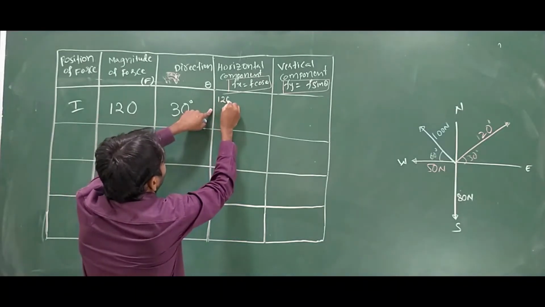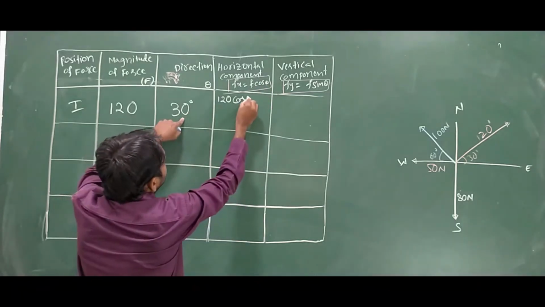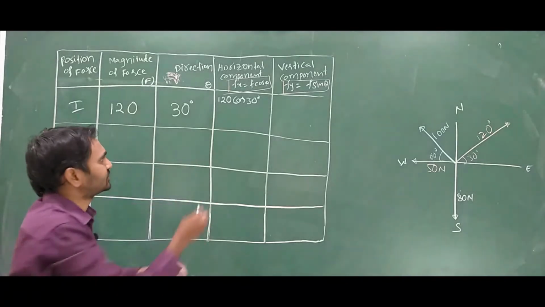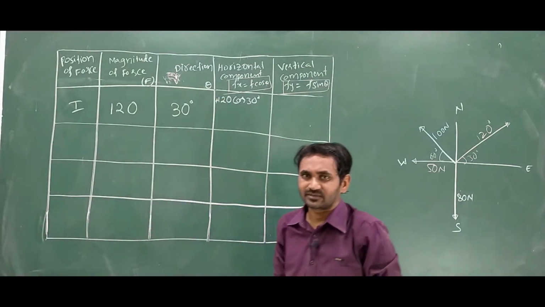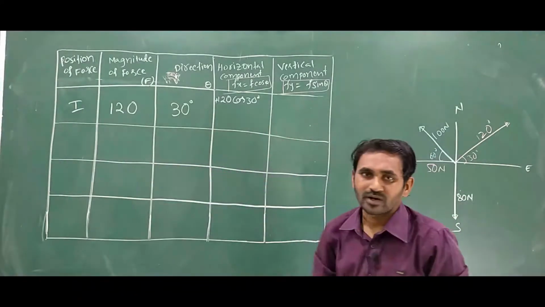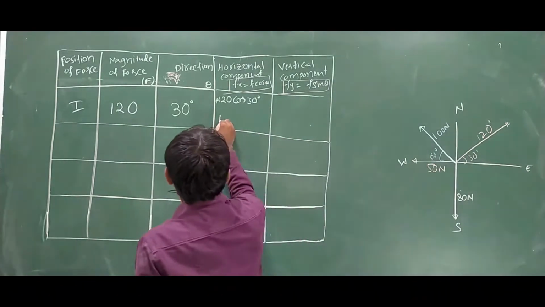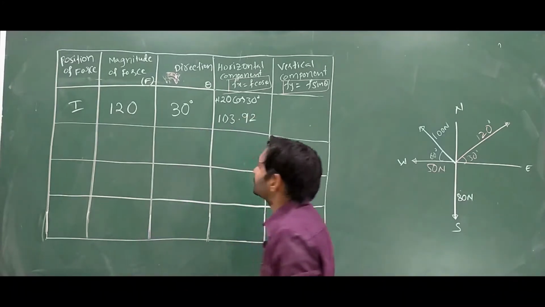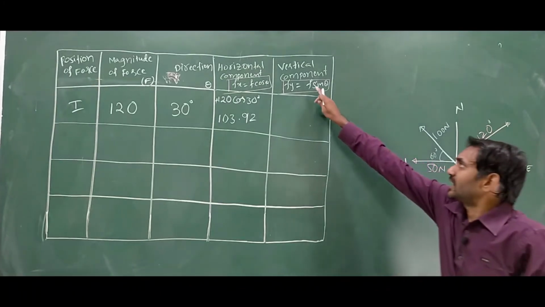So 120 cos theta. What is the value of theta? 30 degrees, right? So both are in the positive direction. So plus 120 into cos 30 degrees. After doing it in your calculator, you will get 103.92 newtons.